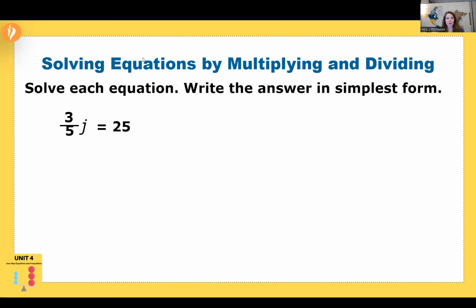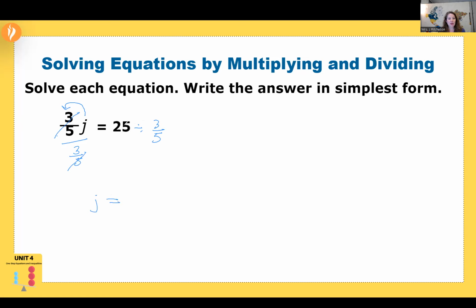All right, so here's our variable, letter J. What is happening to letter J? It's being multiplied by 3/5. So what is the opposite of multiplying by 3/5? We're going to divide by 3/5. Divided by 3/5. So 3/5 divided by 3/5 is 1.